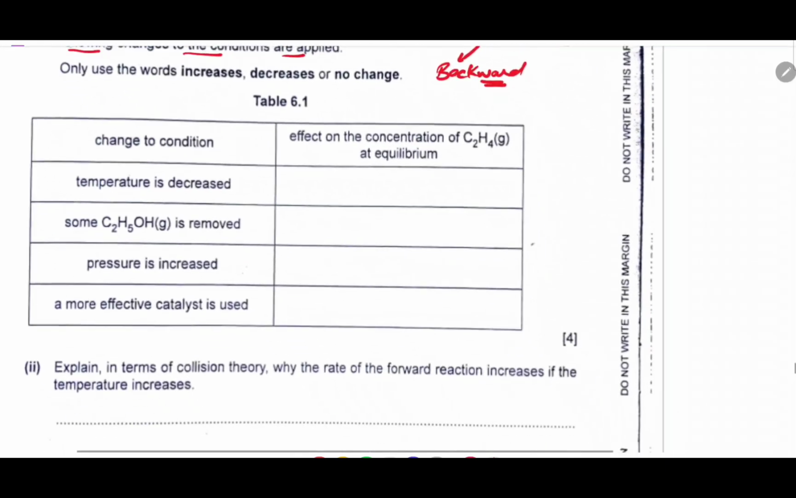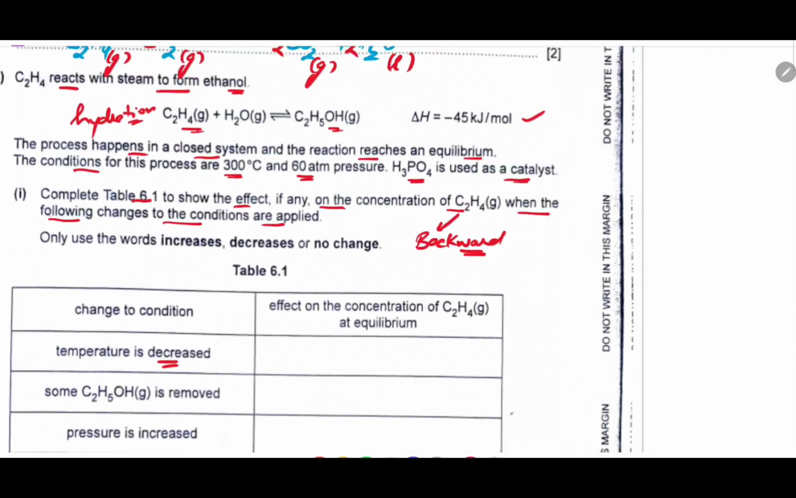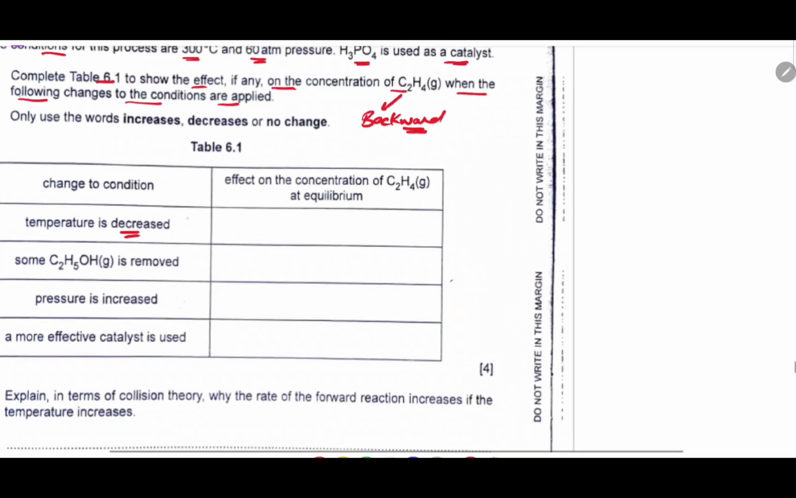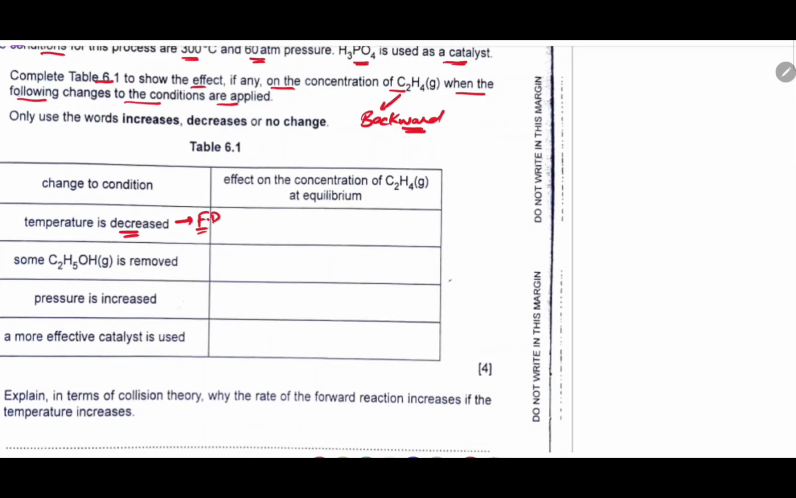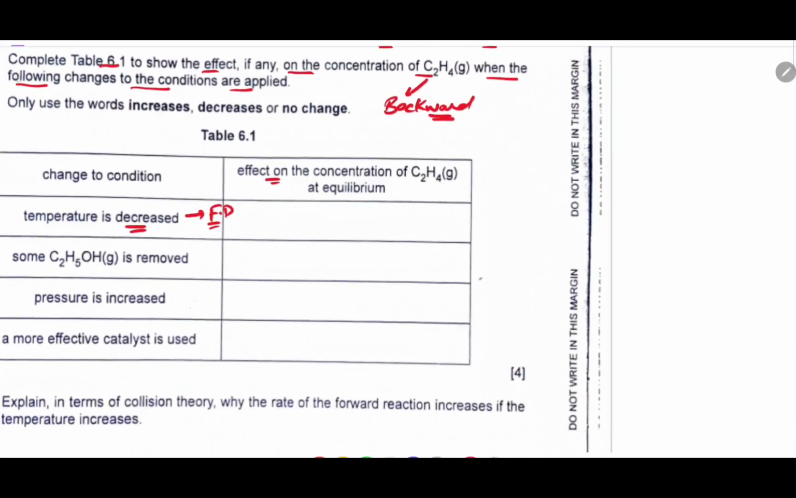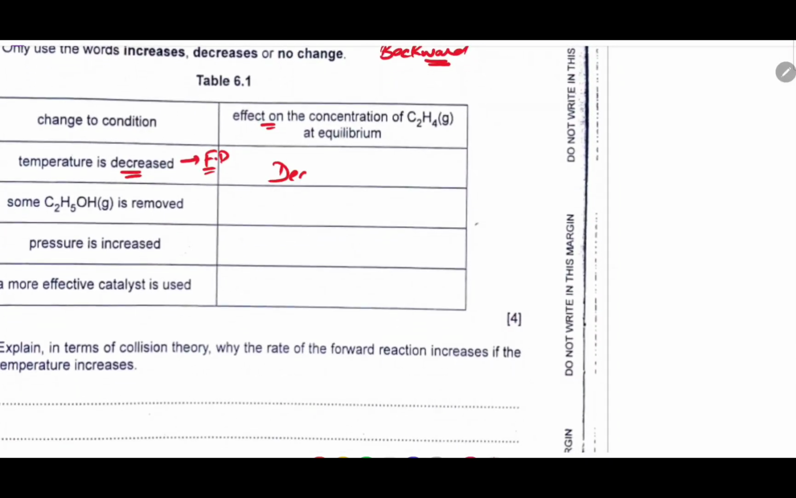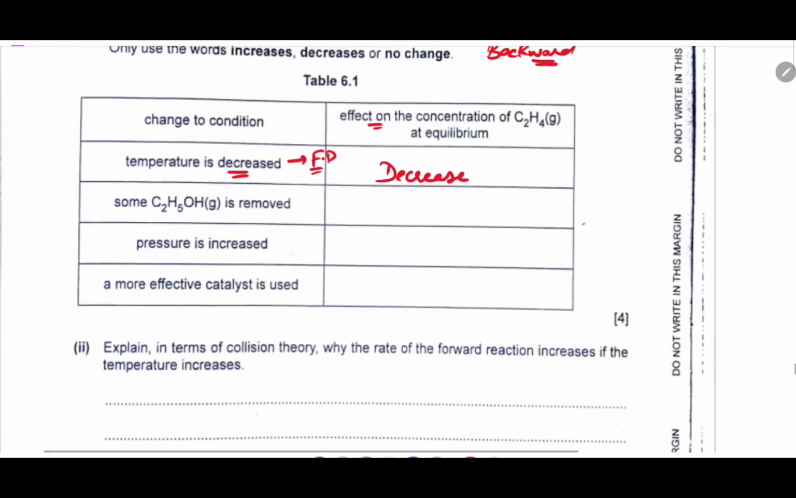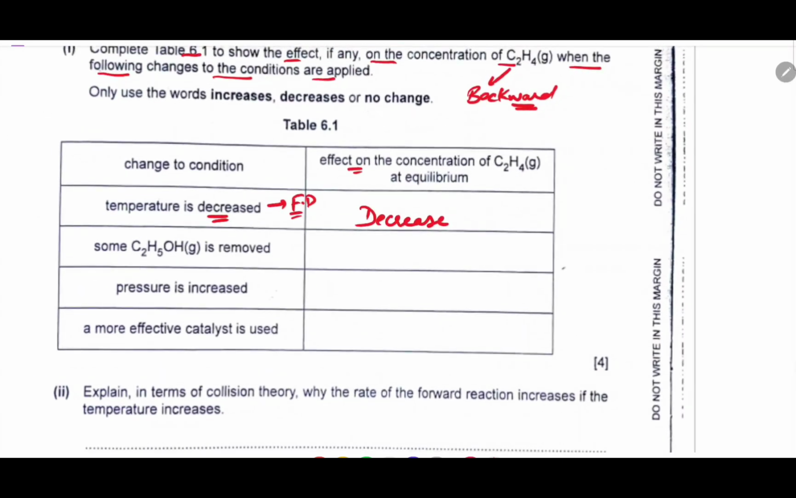The first is temperature decreases. Since it's an exothermic reaction, a decrease in temperature will take the reaction in the forward direction. When the reaction is moving in the forward direction, the concentration of C2H4 will decrease. The effect on concentration of C2H4: the answer will be decrease.